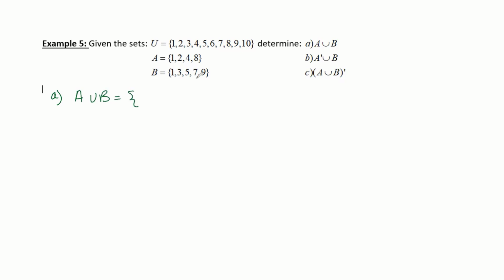So we want everything that's in either set. So we have 1, we have 2. I'm going to go ahead and number them right away so I don't have to put them back in order. So 3 we got, 4 we got, 5. We don't have 6, but we do have 7, 8, and 9.